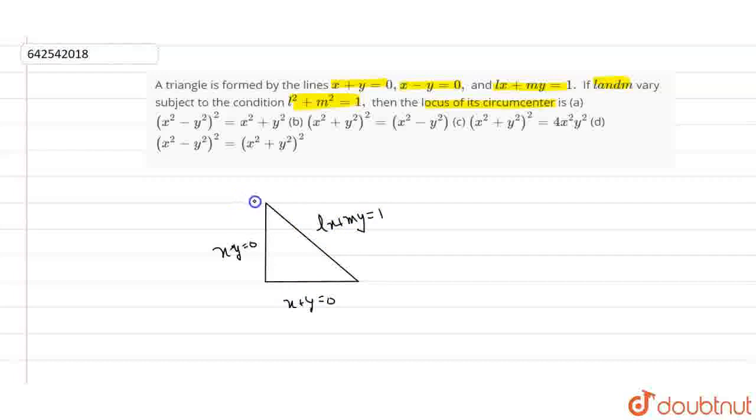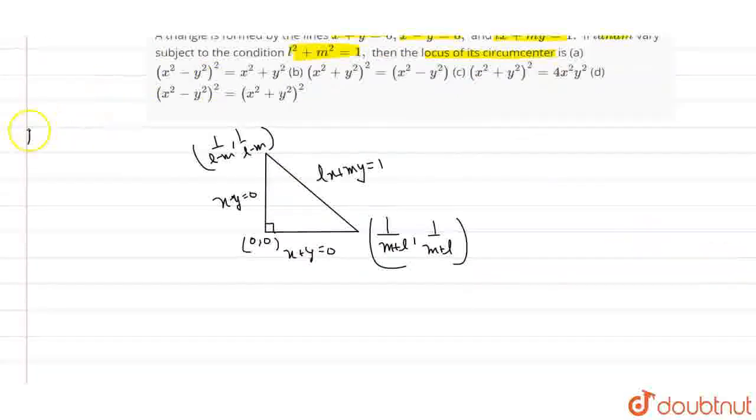And the coordinates of this vertex are 0 comma 0, and this is a right angle triangle. This vertex will be 1 by m plus l comma 1 by m plus l, and this coordinate will be 1 by l minus m comma 1 by l minus m. These are the coordinates of the triangle we're looking for. We can solve these equations and get the coordinates of this triangle when we plot them on the graph.